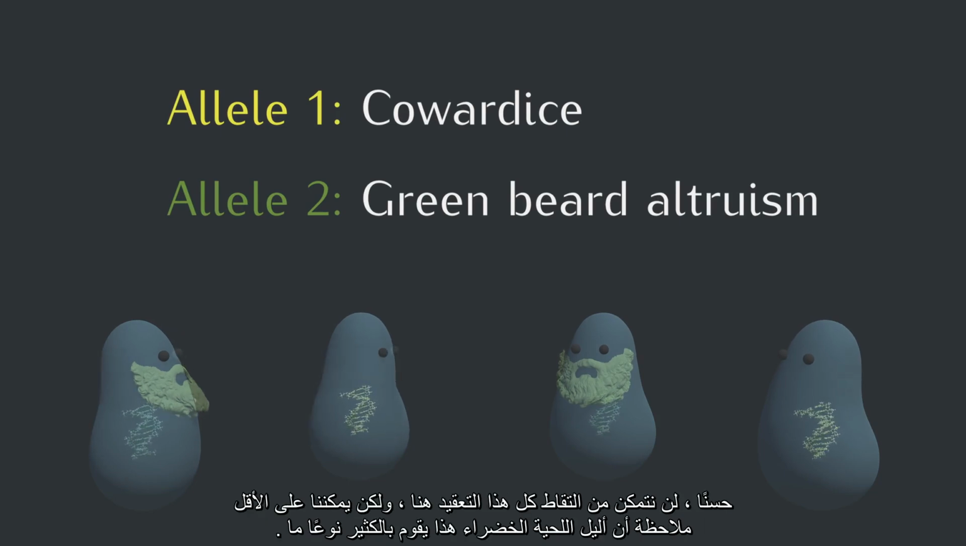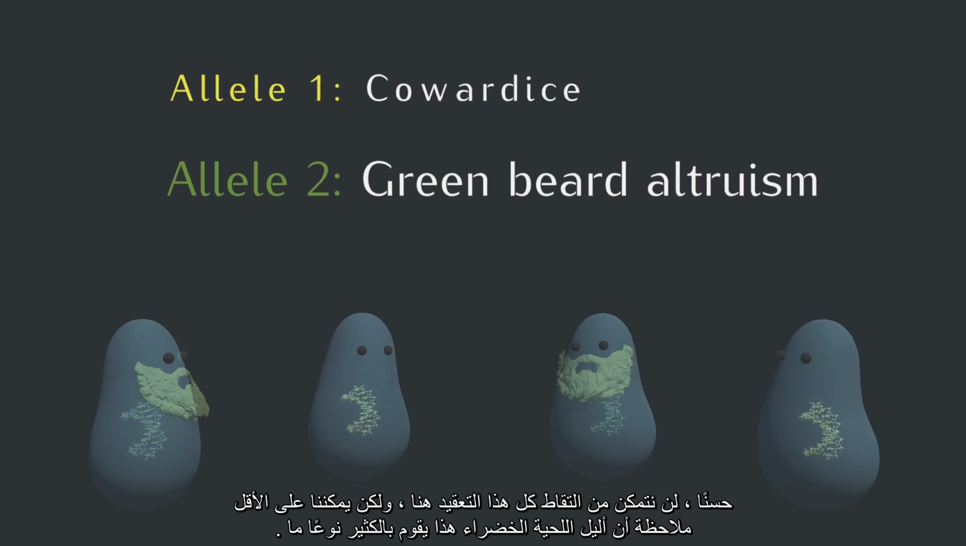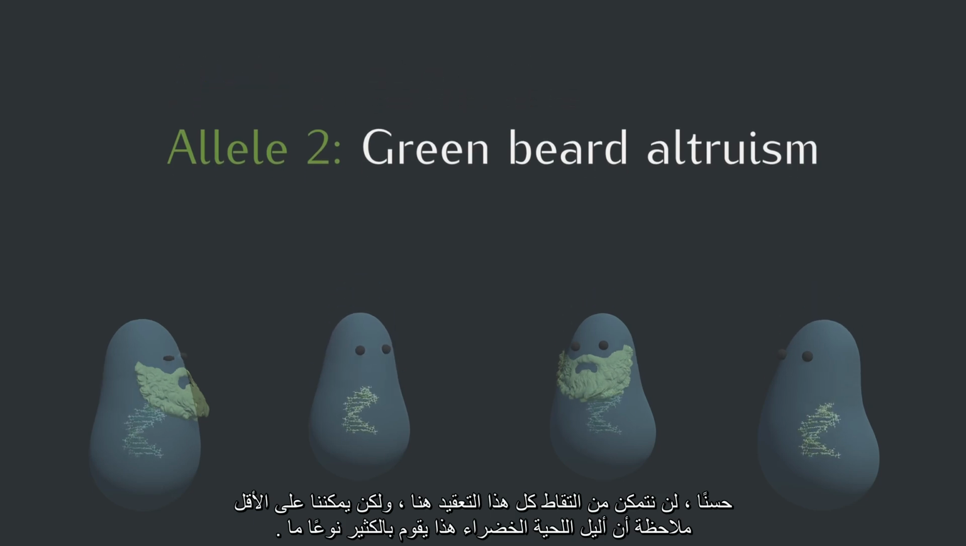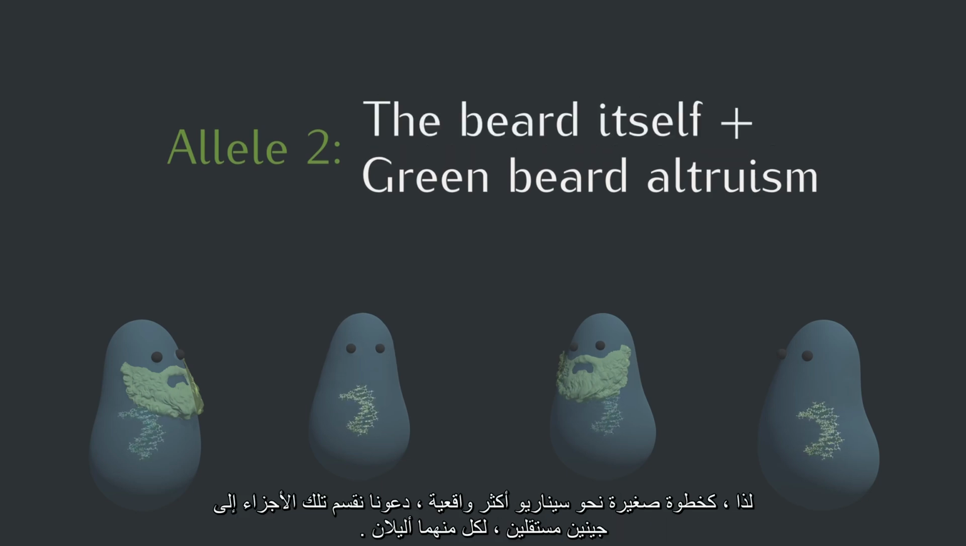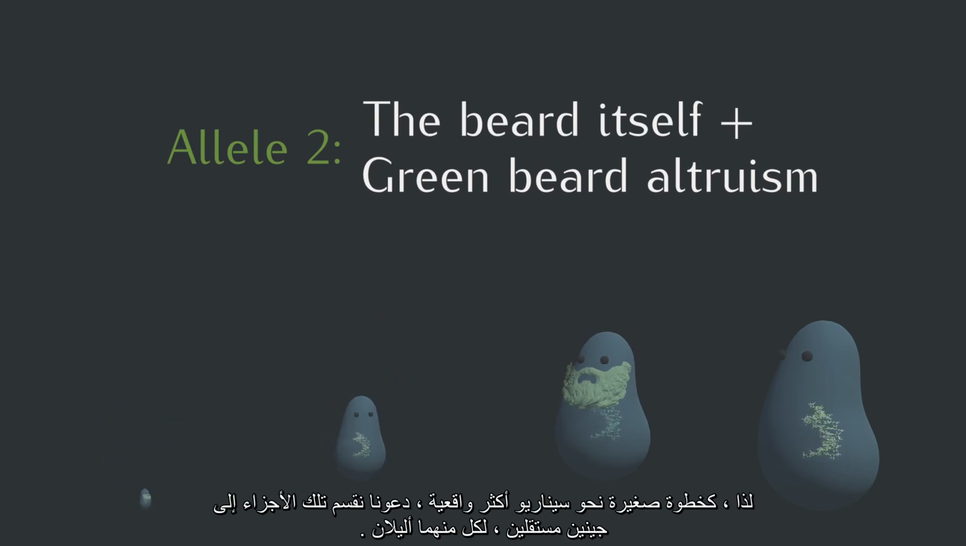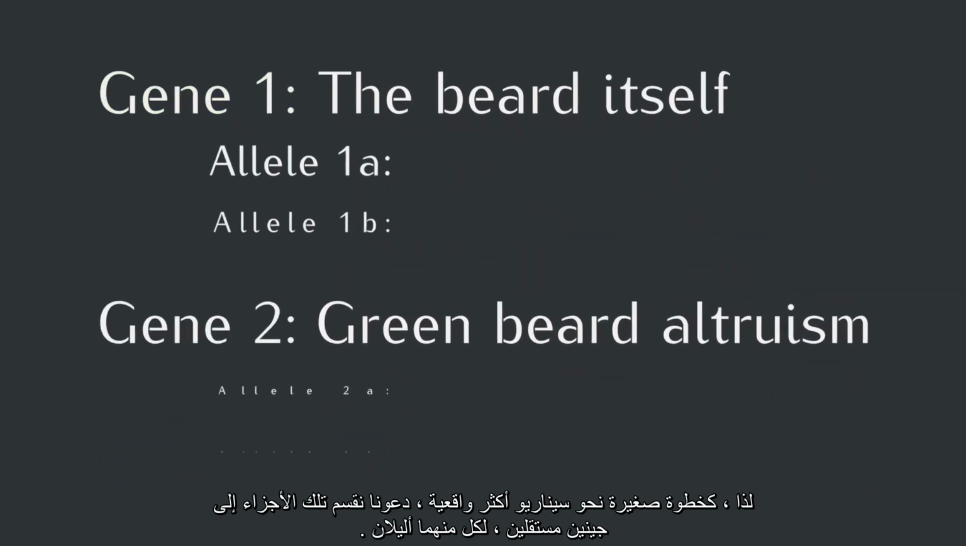Well, we're not going to be able to capture all of that complexity here, but we can at least notice that this one green beard allele is doing kind of a lot. It doesn't just code for the altruism toward green beards, which is complicated on its own, it also codes for the green beard itself. So as a small step toward a more realistic scenario, let's split those parts into two independent genes, each with two alleles.